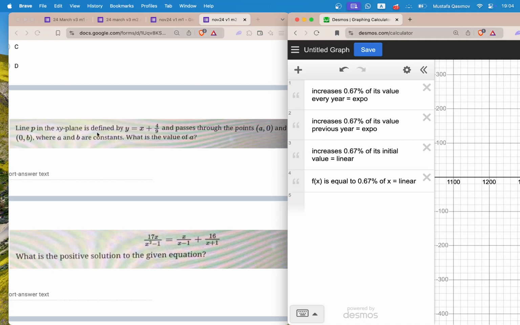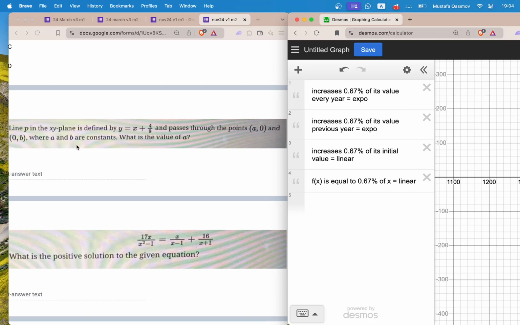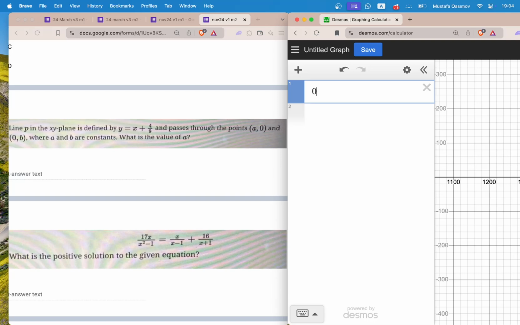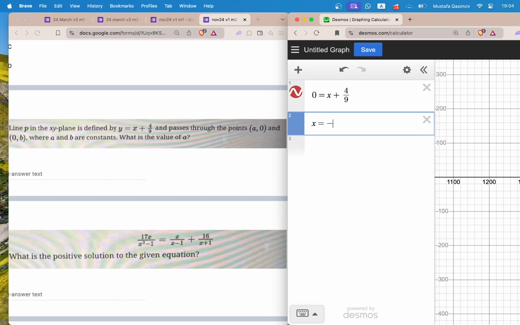Line P in the xy plane is defined by y is equal to x plus 4 over 9, passes through (a, 0) and (0, b). What's the value of a? When x is equal to 0, we will get 4 over 9. And it's also, no, it's not like that. We have to write y equal to 0 instead, it's the x-intercept. And x is equal to negative 9 over 4. So it is our answer. Okay.